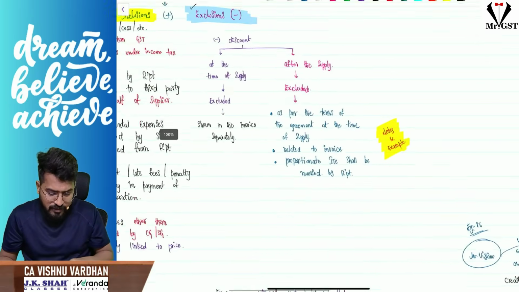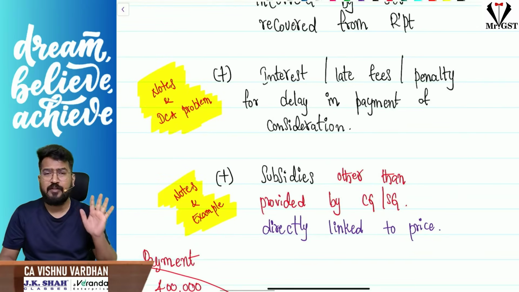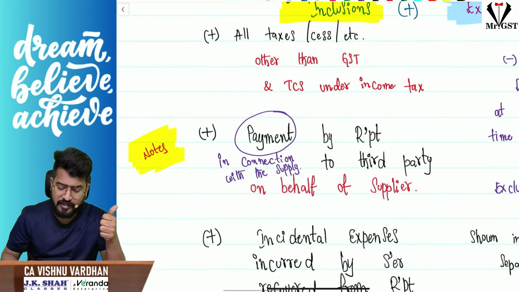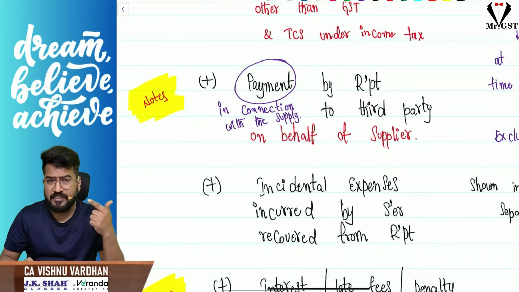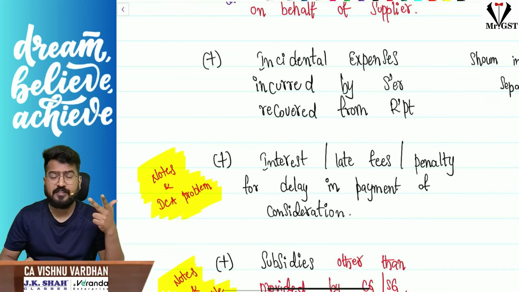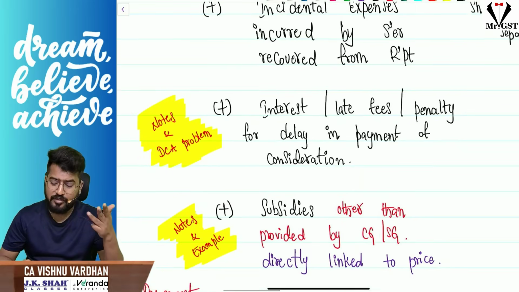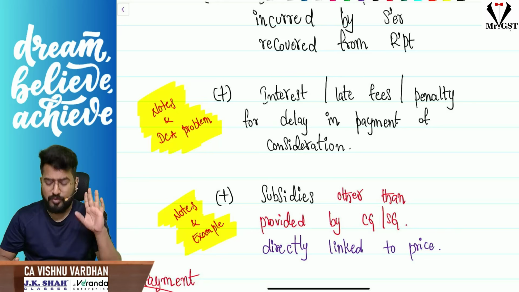Next one, with respect to subsidy. If you are following, we are discussing 5 inclusions. Number 1, all the taxes paid other than GST and TCS under income tax. Next, obligation of the supplier discharged by the recipient. Next, incidental expenses incurred by the supplier and recovered from the recipient. Interest or late fee or penalty for delay in payment of consideration. That is what we have discussed now. Hope it is clear for you.